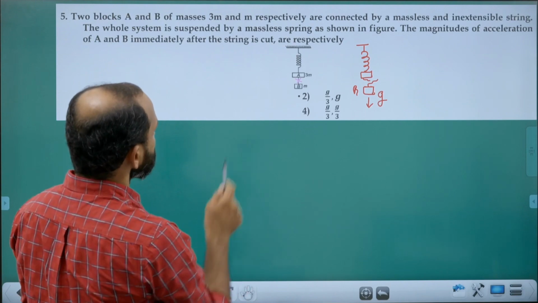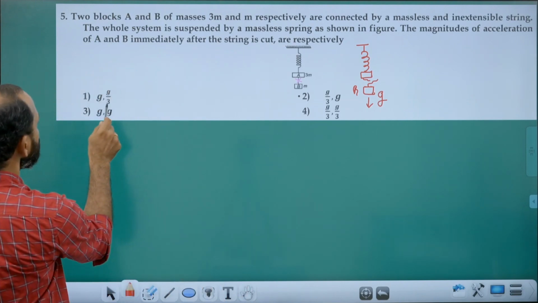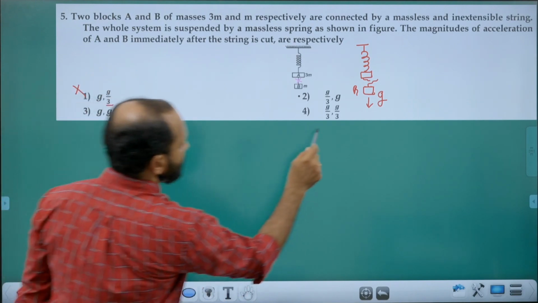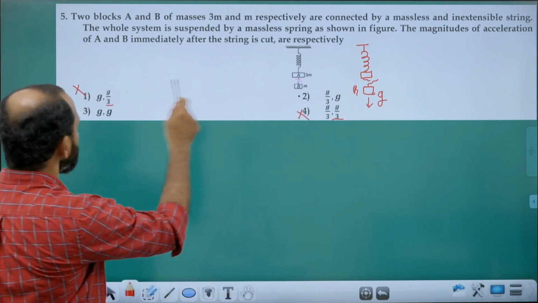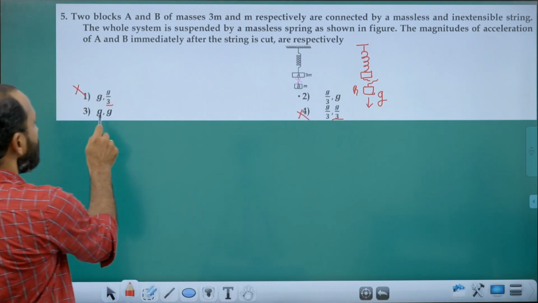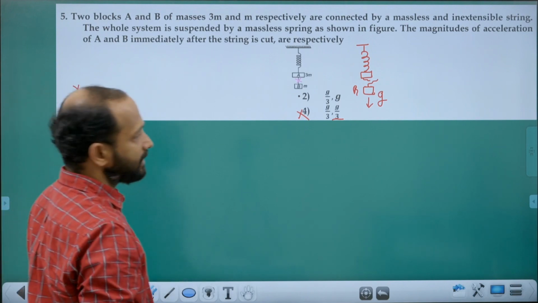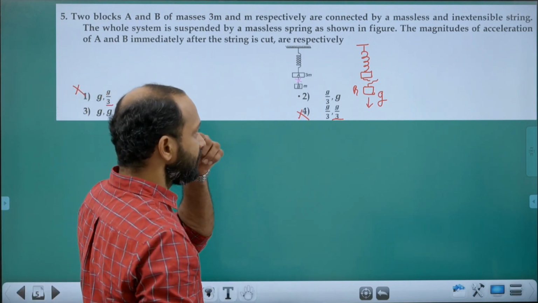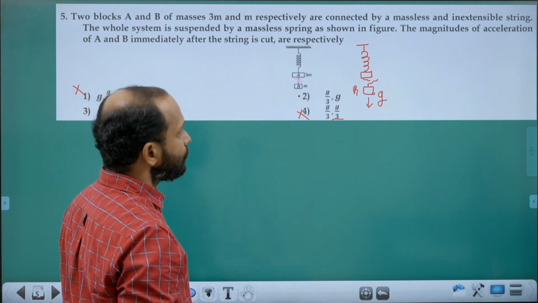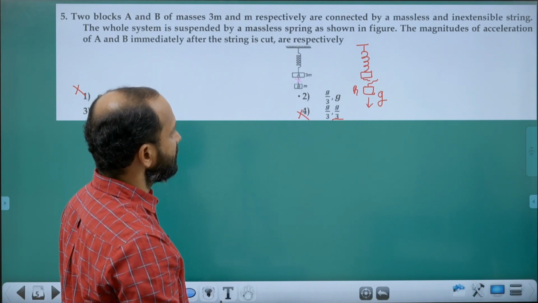B falls downward freely. So the acceleration of B will be g. So A and B respectively. So the acceleration of B is g. So this option is not correct. This is also not correct. So the answer is 2 or 3. Both will not have the same acceleration. We cannot conclude like that and go to answer 2. Let us try how to get that.